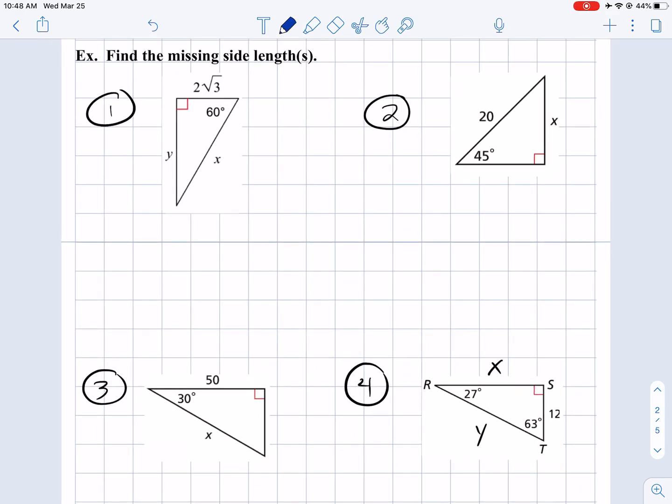Most of these problems are from your textbook. I think one I pulled from online. But let's work through these together. We'll do all of them together here, that's fine.